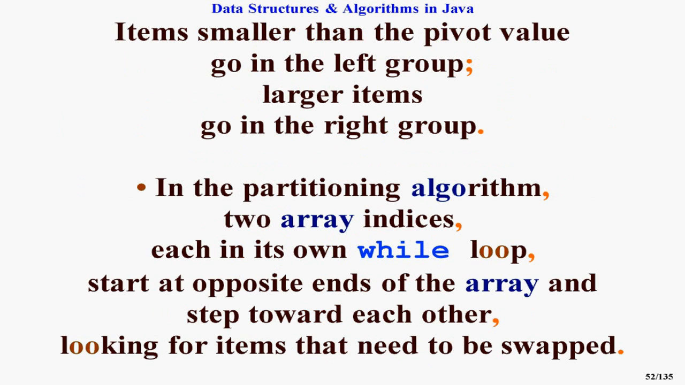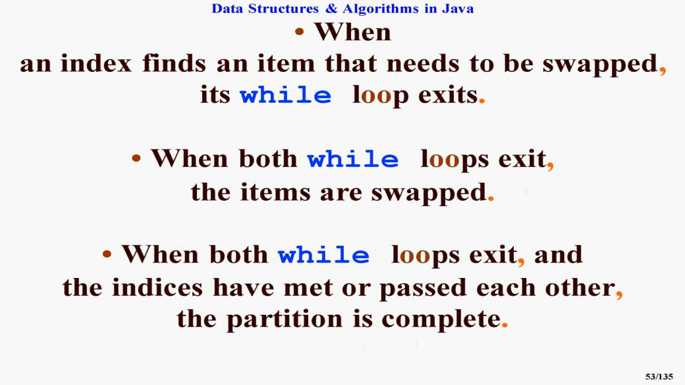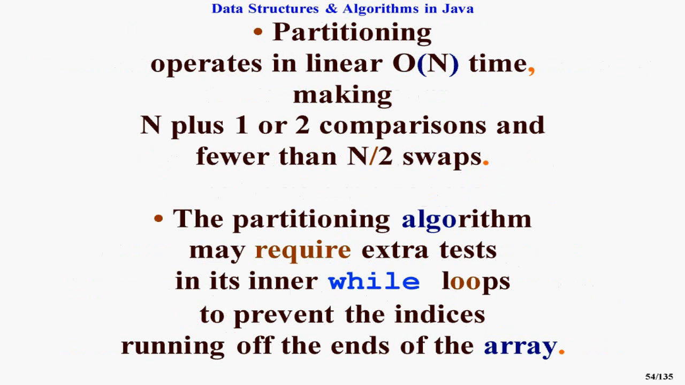In the partitioning algorithm, two array indices, each in its own while loop, start at opposite ends of the array and step toward each other, looking for items that need to be swapped. When an index finds an item that needs to be swapped, its while loop exits. When both while loops exit, the items are swapped. When both while loops exit, and the indices have met or passed each other, the partition is complete. Partitioning operates in linear O(N) time, making N+1 or N+2 comparisons and fewer than N/2 swaps.